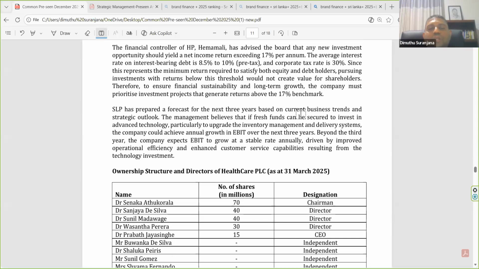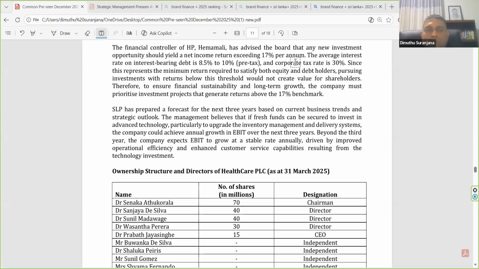The finance controller of HP Hemali has advised the board that any given opportunity and net income return must exceed 7% per annum. The average interest rate on interest-bearing debt is 8.5%, 10%, and the corporate tax rate is 30%. So the minimum return required is set by both the equity and debt holders. Pursuing investment with return below this threshold would not create value for shareholders. Therefore, to ensure financial sustainability and long-term growth, the company must prioritize investment projects that generate return above this.